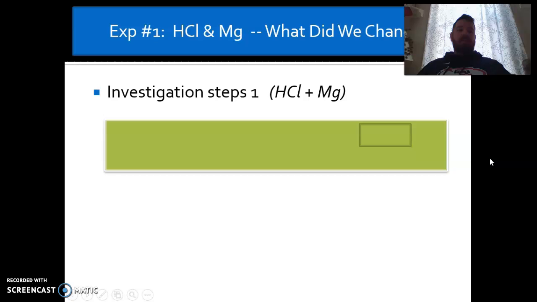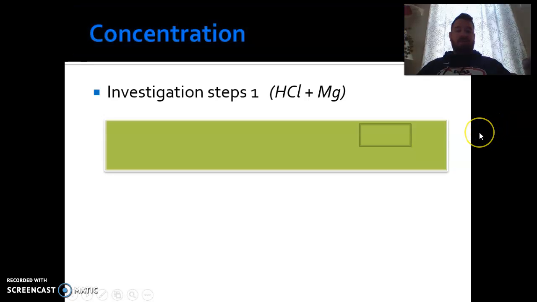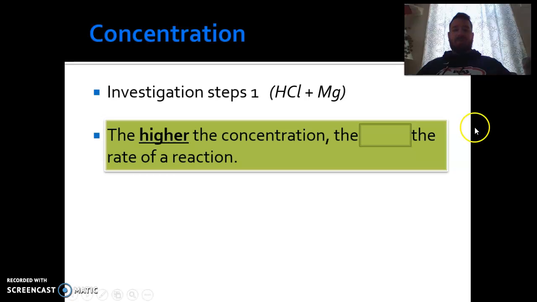Alright, so even though we haven't done the investigate yet, we're going to do a little bit of a preview. And then that way, as you do the investigate, it will make some sense as you go through. So for the first part of our investigate, we're combining hydrochloric acid with magnesium. Alright, and this is testing the concentration. Okay, so we'll fill in the concentration notes as we go through. The higher the concentration, the faster the rate of the reaction is going to be.